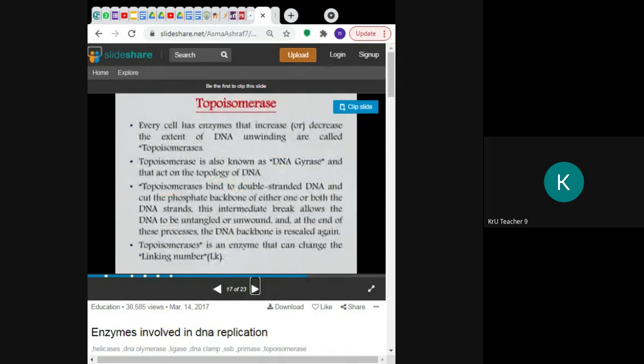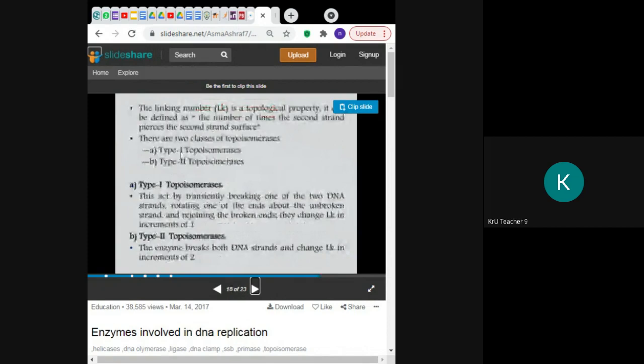And topoisomerase. Each cell has specific enzymes called topoisomerases, also called DNA gyrases. They stabilize the topology of the DNA, because as the helicase unwinds, torsion is created in the backbone of the DNA, and this torsion is relieved by topoisomerases. These are of two types: topoisomerase 1 and topoisomerase 2. Topoisomerase 1 transiently acts by breaking one strand of DNA at a time, rotating and releasing the torsion, and rejoining the broken ends. Topoisomerase 2 can break both strands of DNA at a time and rejoin them together.